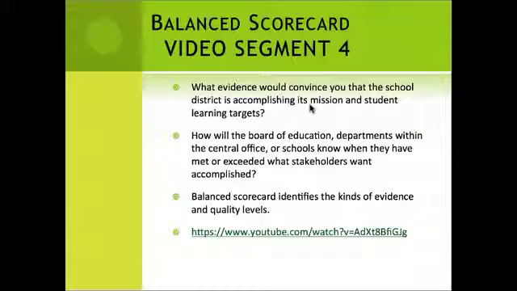So what evidence do we need to convince that the school district is actually accomplishing its mission and its student learning target? And how will all of these different stakeholder groups know that we've met or exceeded what the stakeholders wanted accomplished? So the balanced scorecard identifies the kind of evidence and quality levels that we would expect. And here's a hyperlink where you can actually look at a balanced scorecard and see that being implemented in a school district.